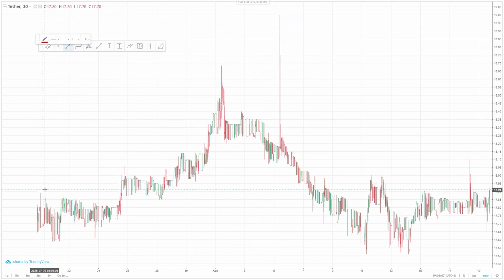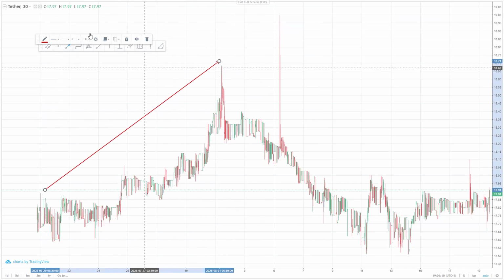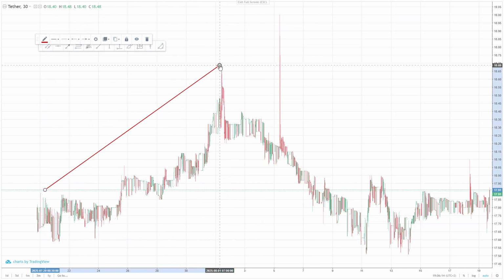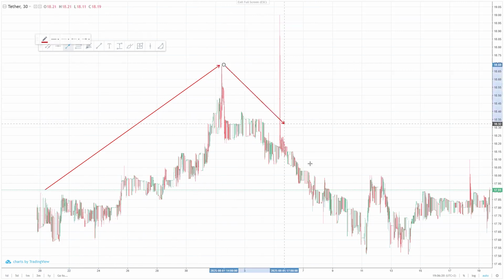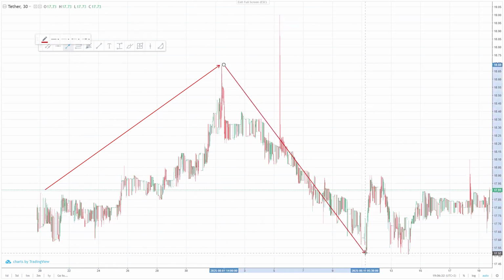And for that one, it's the up arrow. You can see the market went up and it stopped. It stopped at 18 Rand 69. And then what happened? It went down all the way to 17 Rand 52. Both of these highs and lows are important.